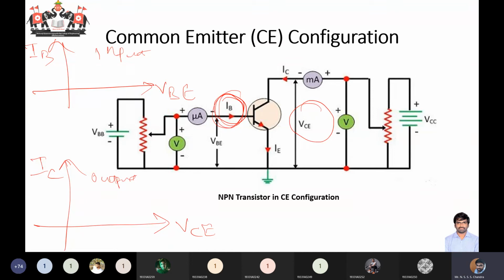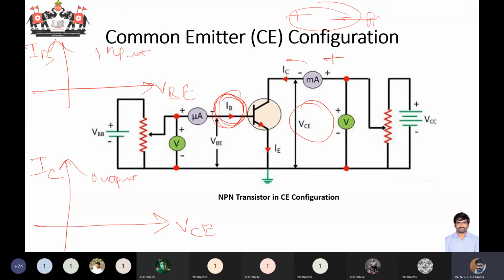Here you should also observe that your IC current is flowing from the supply towards the transistor. It's an incoming current. That's why you can see the ammeter directions: here it is plus, here it is minus. Earlier, in a PNP transistor, it was plus over here, minus over here. So that was for a PNP transistor, whereas this is an NPN transistor, where your collector current is flowing towards the transistor.